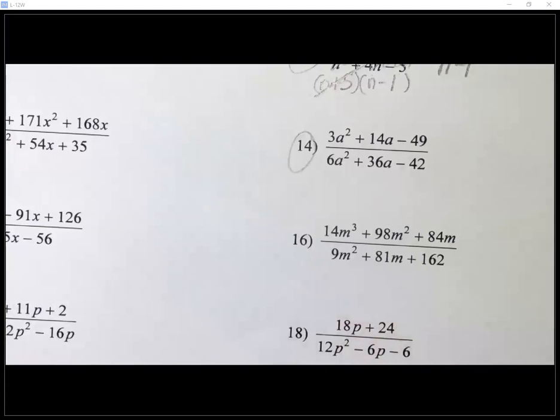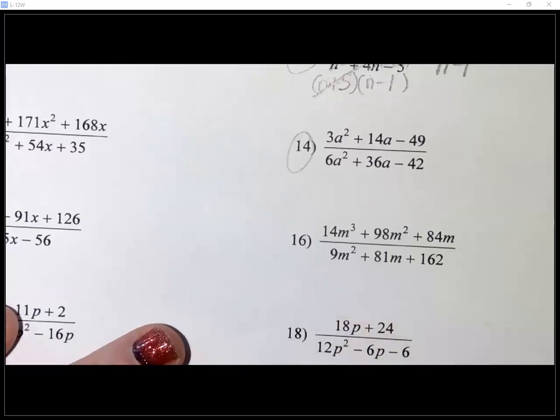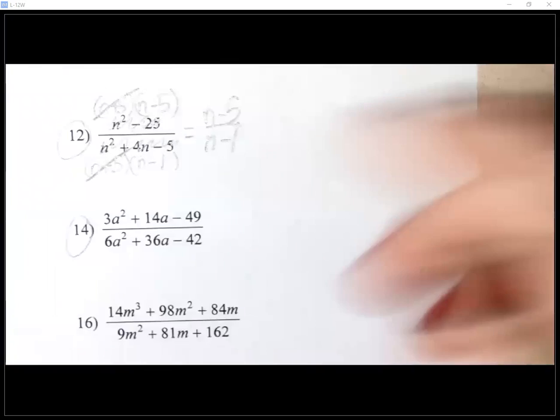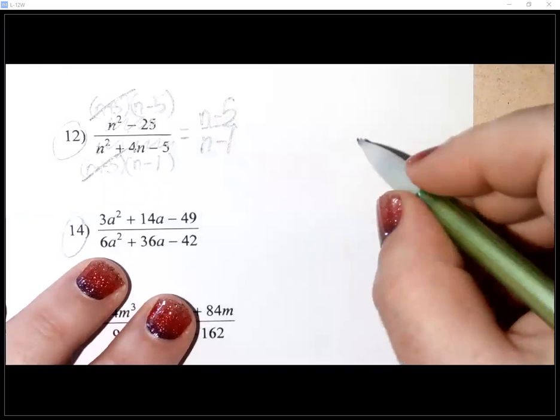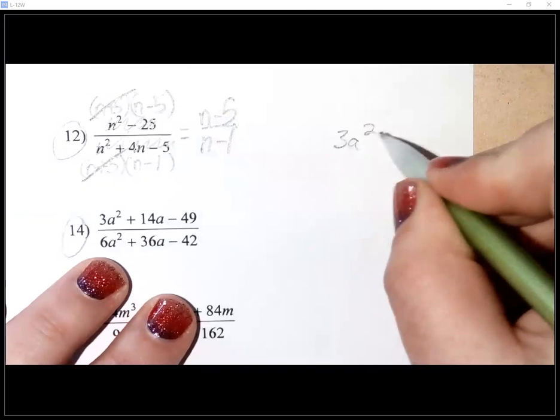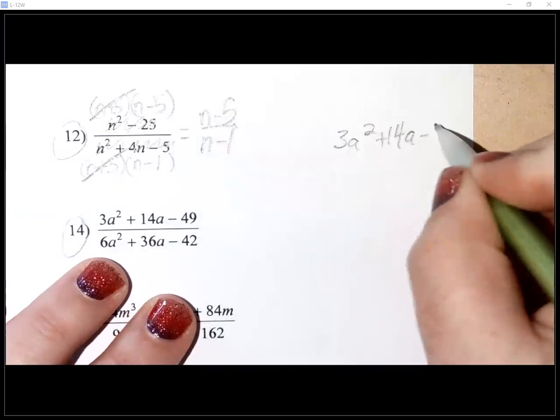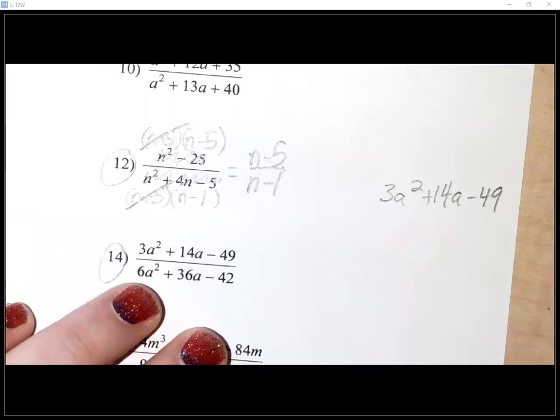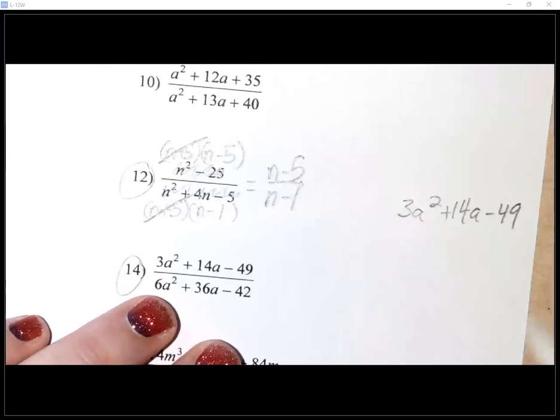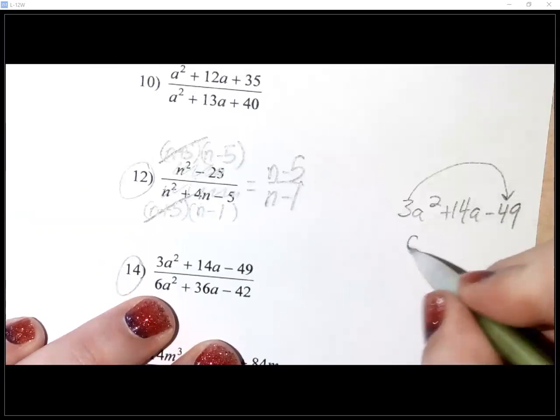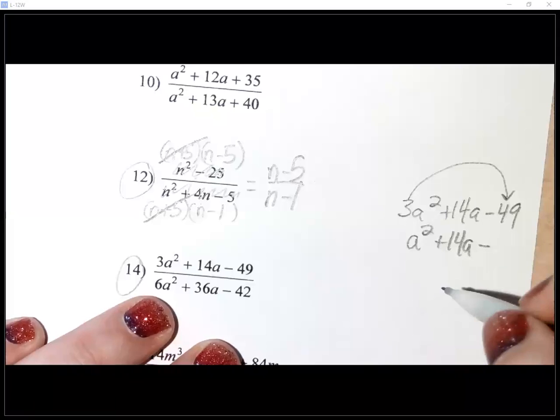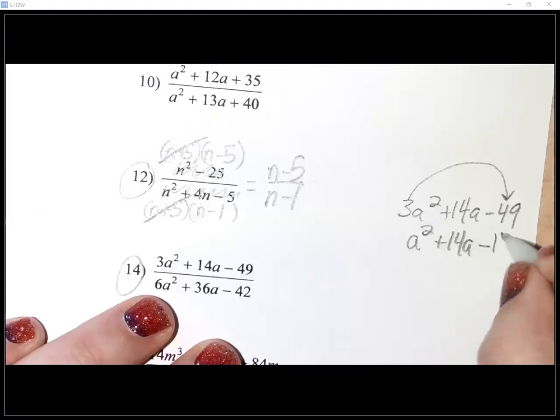Okay, so the numerator, I got to factor this. So you know what? I'm actually going to go over here and do a little side work. If you're going to do slide and divide, here is your super fast refresher course. You're going to multiply your first number times your last number. So that now becomes a squared plus 14a minus 147. Now you factor it like normal.